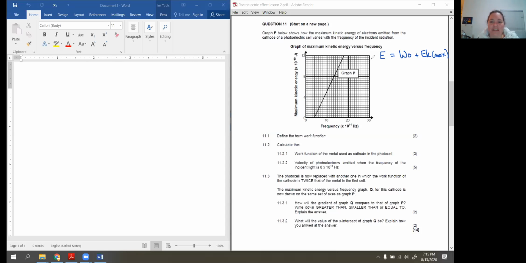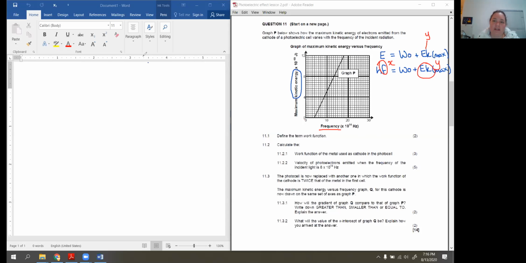From there, we can see that we're going to be plotting the kinetic energy. That value over there is my Y value. And then my X is the frequency, which means that I actually need to split E, the energy of the photon, up into hf is equal to W naught plus EK max. All right, so if we now look at this, that value is my X, this value is my Y.